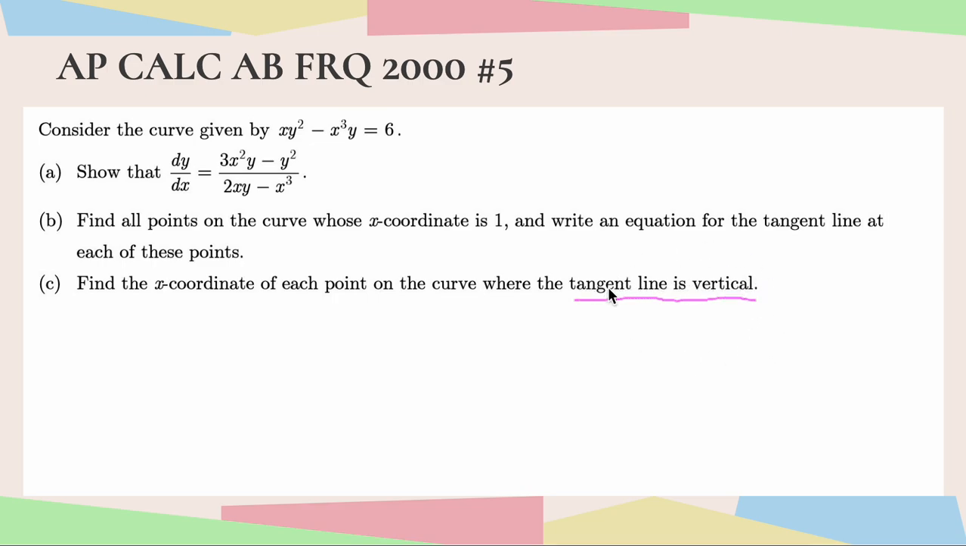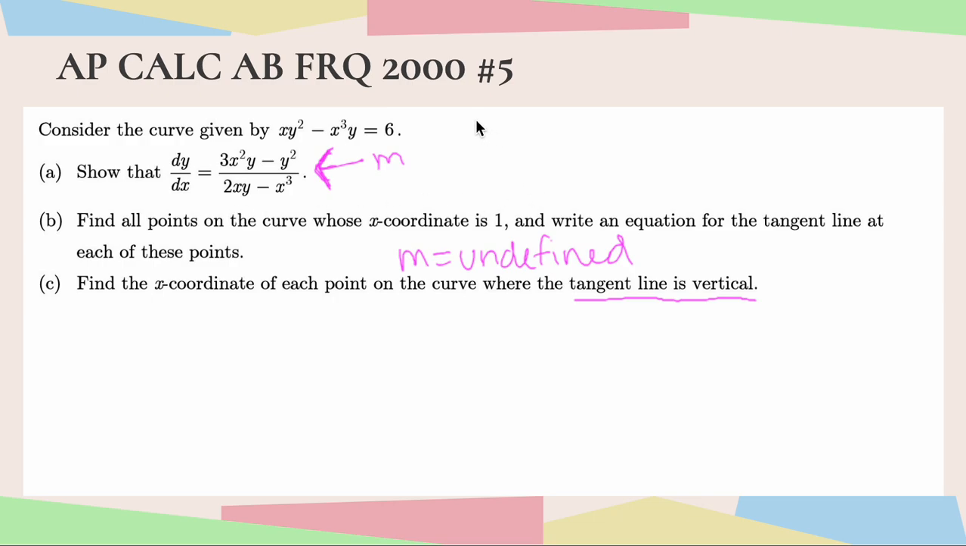So what does the tangent line being vertical mean? First of all, as a reminder, the tangent line has the slope at a point. And if the tangent line is vertical, that tells us that the slope is undefined. And this up here gives us our slope, right? This is dy/dx, or our derivative, and remember, the derivative represents slope. So what we're looking for is where this fraction is undefined. And remember, fractions are undefined when their denominators equal 0.